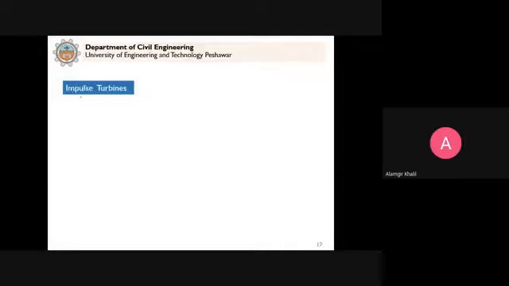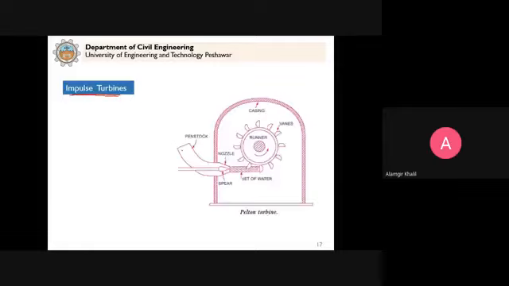So now let us start in detail with the impulse turbines. Then we will study reaction turbines. Now you can see the working of an impulse turbine and the different components. We supply the water through a penstock, which is a pipe coming from a reservoir. It will supply the water, and at the end of the penstock, we have a nozzle.